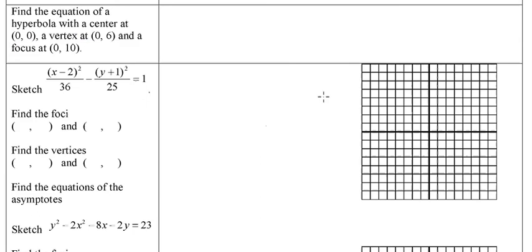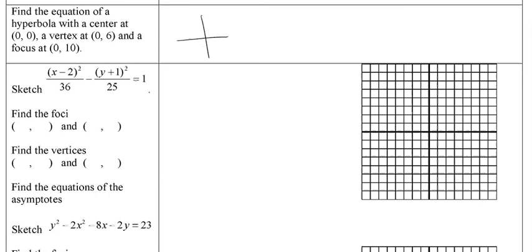All right, find the equation of a hyperbola with a center at (0, 0), a vertex at (0, 6), and a focus at (0, 10). So let's sketch this out before we get the equation. Is this going to be opening upward or downward?